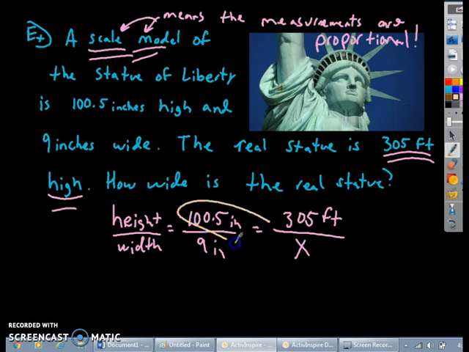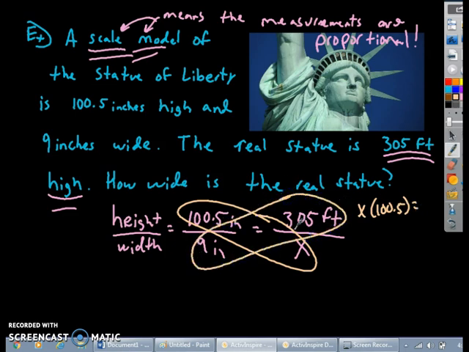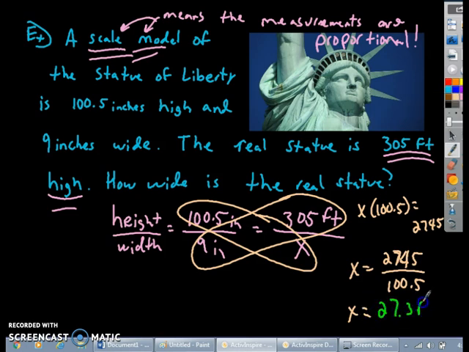All right, so what I would do is multiply here. So it gives you X times 100.5 equals the product of these, 305 times 9. So I'm going to plug that in the calculator. My calculator says the product of those two is 2745. All right, so if I want to solve this, I divide by 100.5. So X is going to be 2745 divided by 100.5. So X equals 27.3 feet.